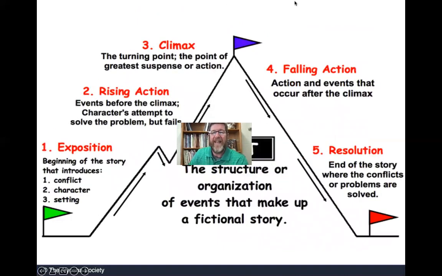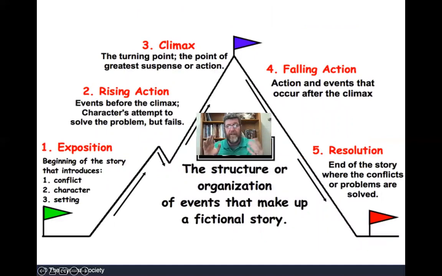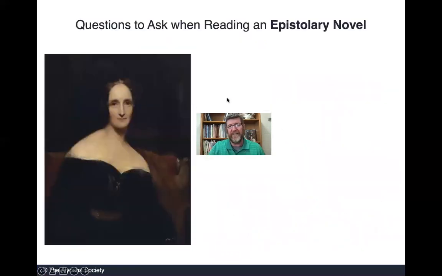Elements of the plot. Now, I'm not going to ruin things here. All I want to say to you is look for it. Look for the opening, the intro. We're going to be talking about what a frame within a frame story is next video. Try to identify the rising action. We'll eventually talk about whether or not there's a climactic moment followed by falling action, and then how is this thing resolved in the end?